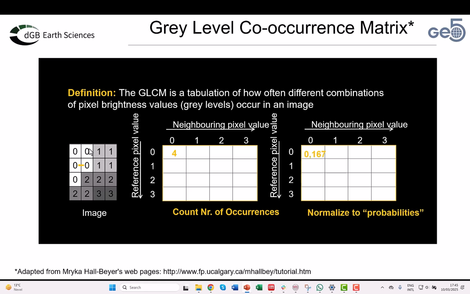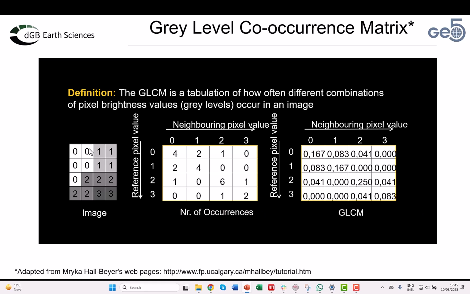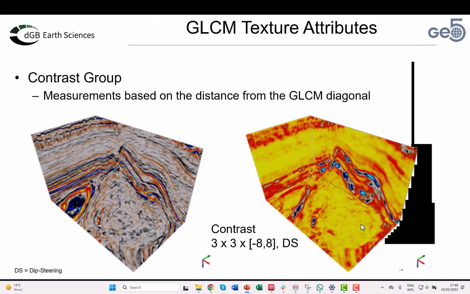Now we can normalize that to probabilities based on how many occurrences we have in total in this image. And then we fill in the matrix as follows. We just count everything, convert it to probabilities, and that is our GLCM matrix. From that GLCM matrix we compute attributes. And we do that in 3 different groups.